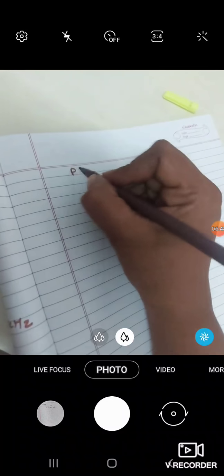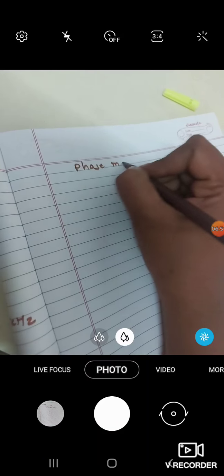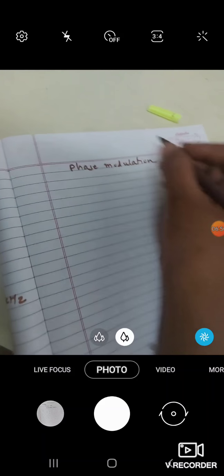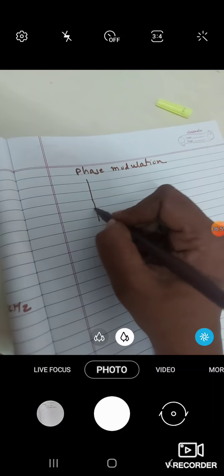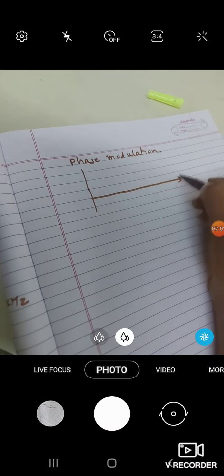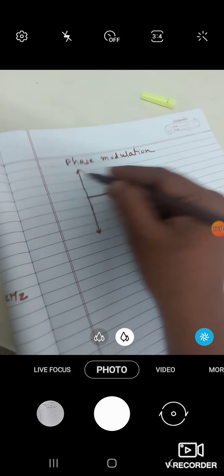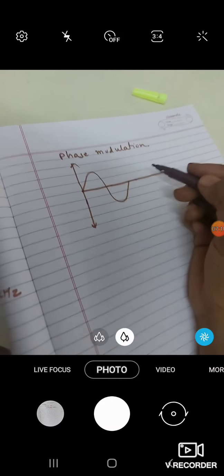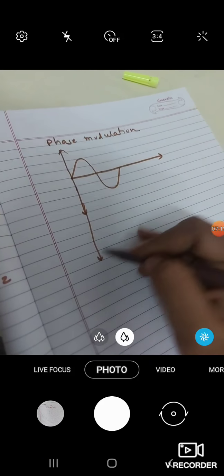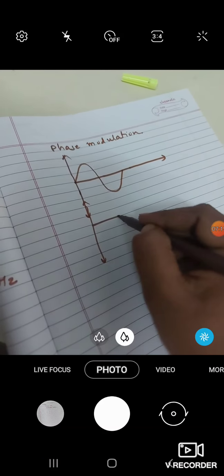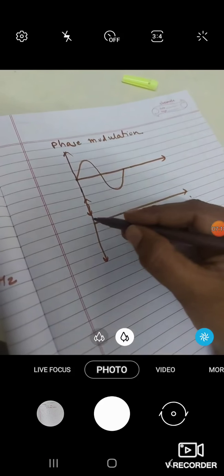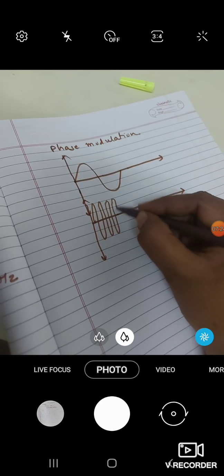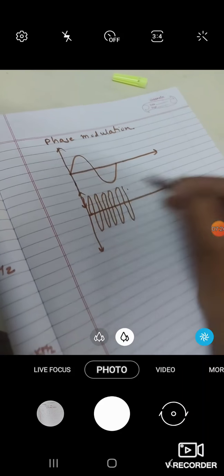Then the other type of modulation we are going to consider is phase modulation. So what is done in phase modulation? If we are considering, first is the modulating signal, it has the lower frequency. Then in continuation with that, I am drawing here the carrier signal. Suppose this is the carrier signal which has more frequency as compared with this modulating signal.